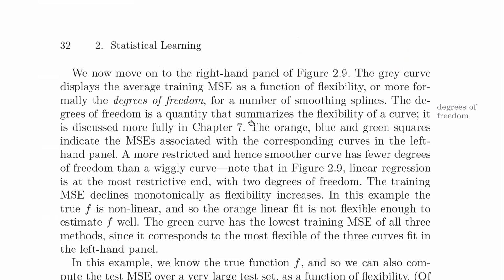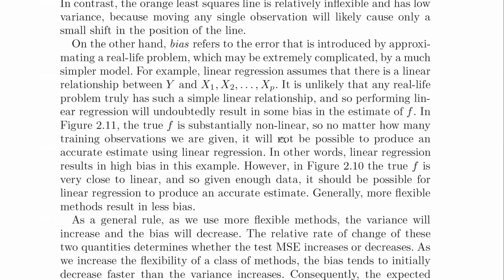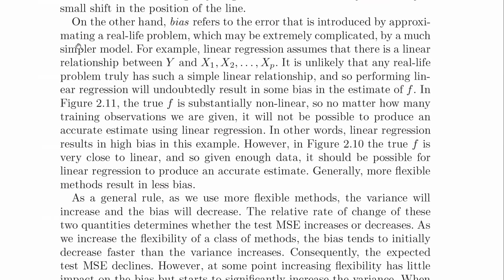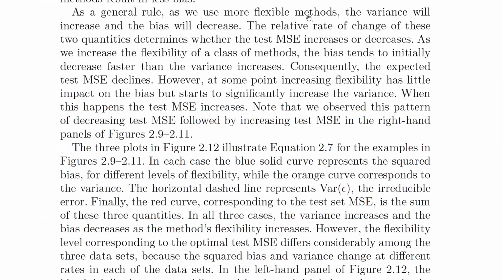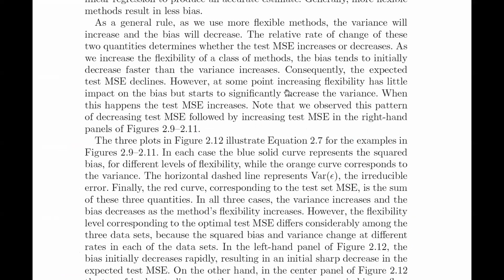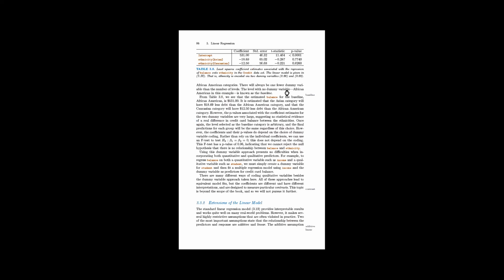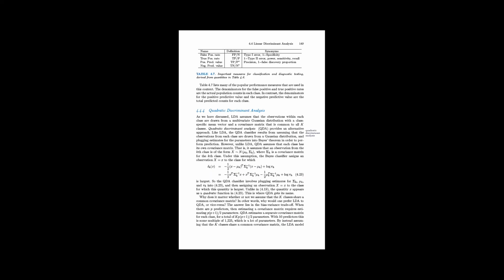So what is bias? I think we can think of it as the extent of simplifying the model. So the more flexible a method is, the higher the variance, but the lower the bias. The relative rate of change of these two quantities determines whether the test MSE increases or decreases. Okay, so I think that was some much needed revision for all of us here.